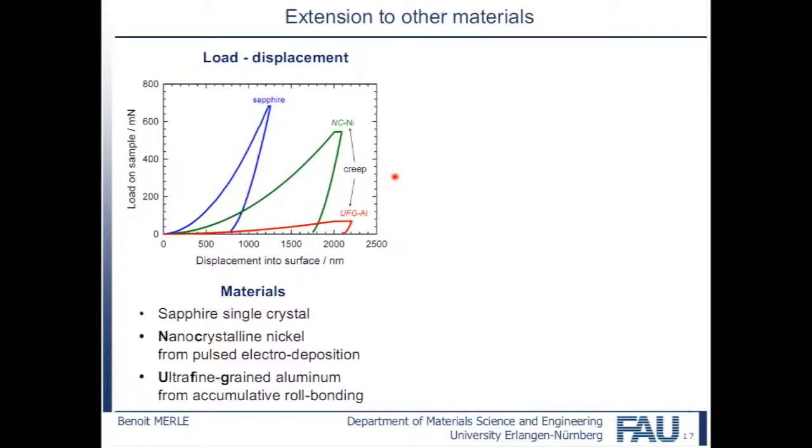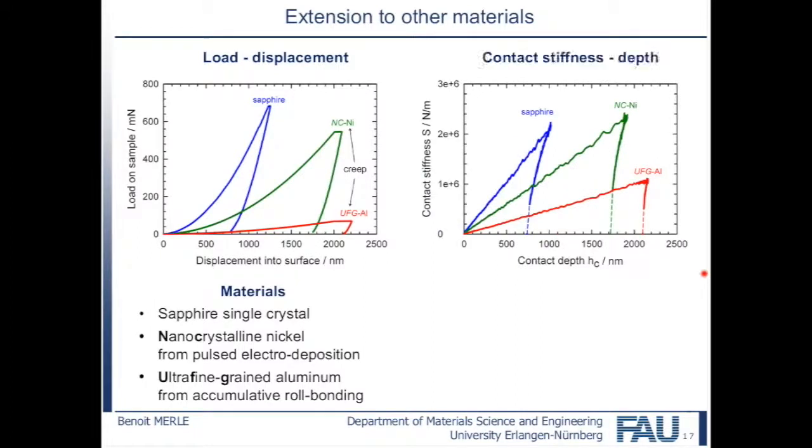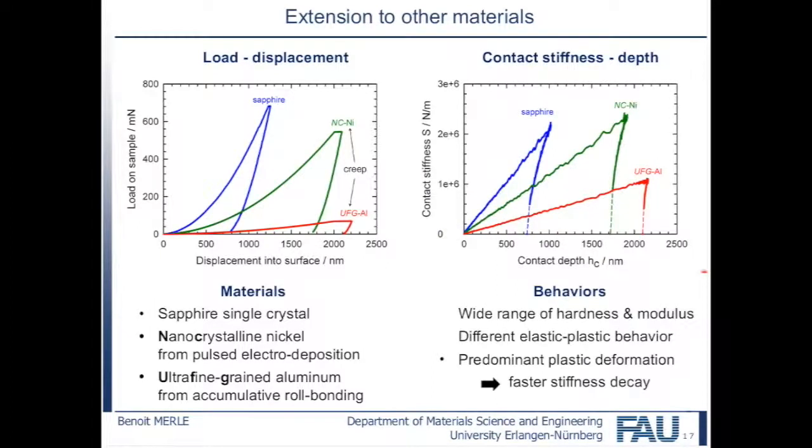So if we now look at the measurement, we can see that those materials that have very different mechanical behaviors also show different behavior of the unloading stiffness. You can see that the decay of the stiffness is extremely fast for mostly plastic material, while it is slower and more curved for sapphire, which is a bit more elastic.